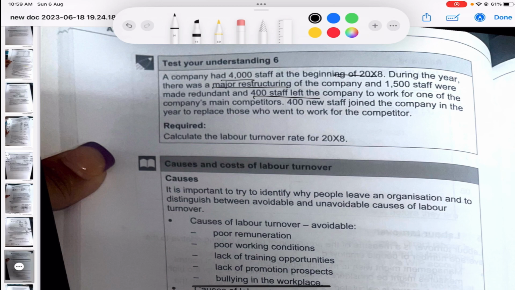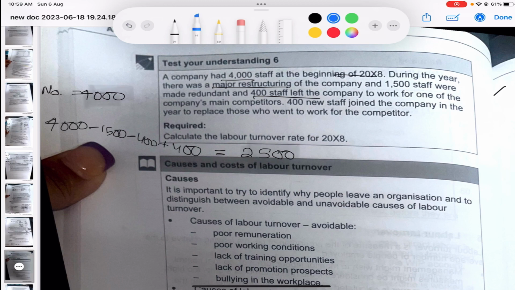Okay, let's start solving test understanding 6. Number of staff in the beginning would be 4,000. Number of staff in the end of the year would be 4,000, but I have removed 1,500 and 400 have left by themselves and new 400 have joined, right? That's what is given in the question. So that would give me 2500. So employee in the starting is this much, employee in the end is this much. So what is my average employee? Average employee is starting plus ending divided by 2. That would give me 3250 is my average employee.